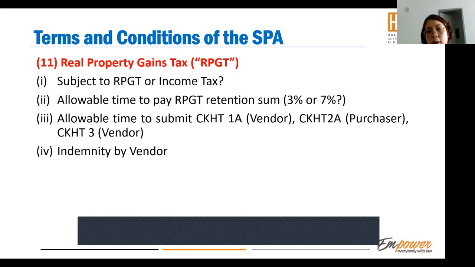So this indemnity clause is very important for the purchaser. As a purchaser's solicitor, please always remember to put in an indemnity clause saying that the vendor shall indemnify the purchaser on all the RPGT payable for this transaction. So please remember this.